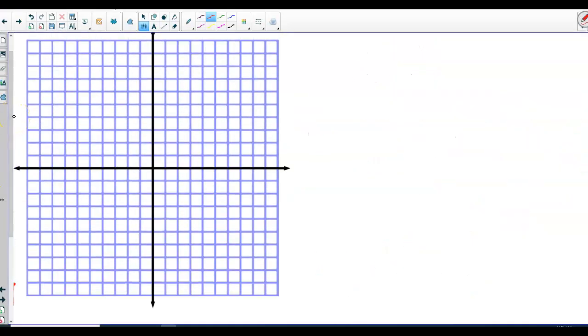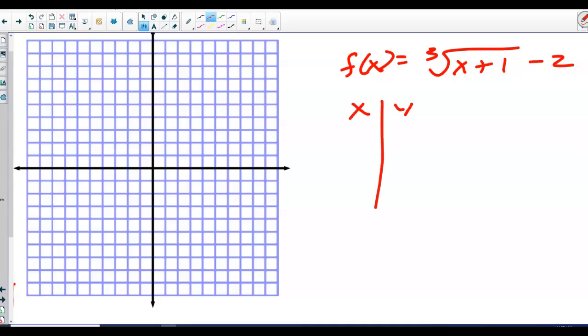Now with cube roots, we have f of x equals the cube root of x plus 1, minus 2. Now with cube roots, I'm not looking for 0, 1, 4, and 9 anymore. Now I'm looking for 0, 1, 8, and 27. I'm looking for perfect cubes.